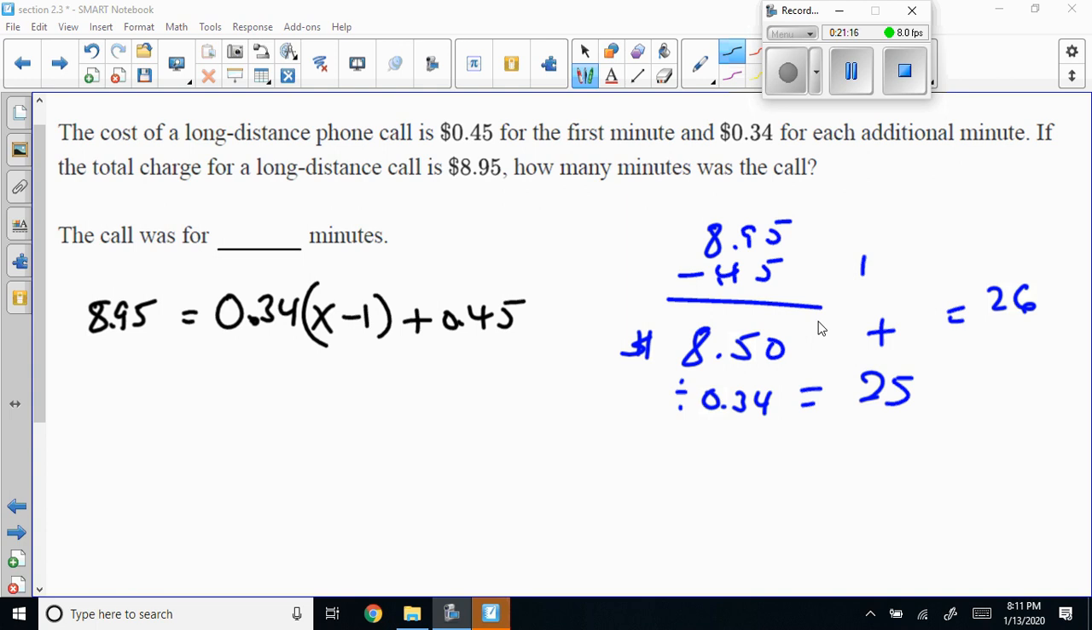0.45, right? Correct? If I talk for 2 minutes, let's think about it. So I put 2 in for x, right? Minus 1 is what? 1. 1 times 0.34 is what? 0.34, right? So I got 34 cents plus what? Right? So that's how you do it. Okay, so mathematically, that's how it works.